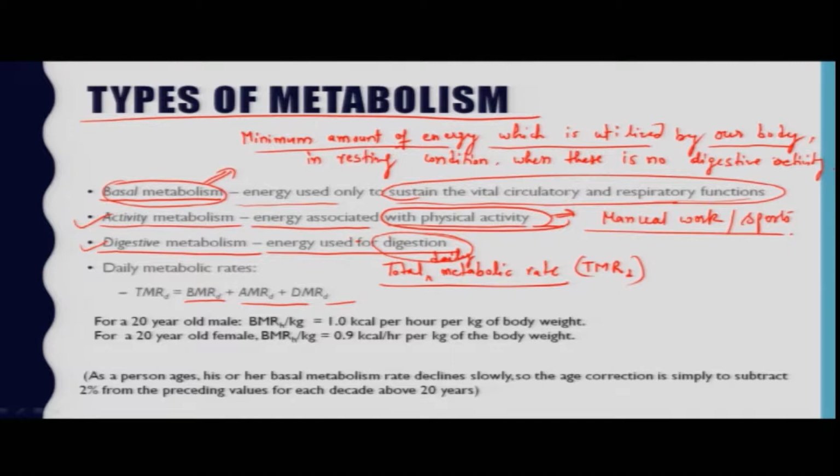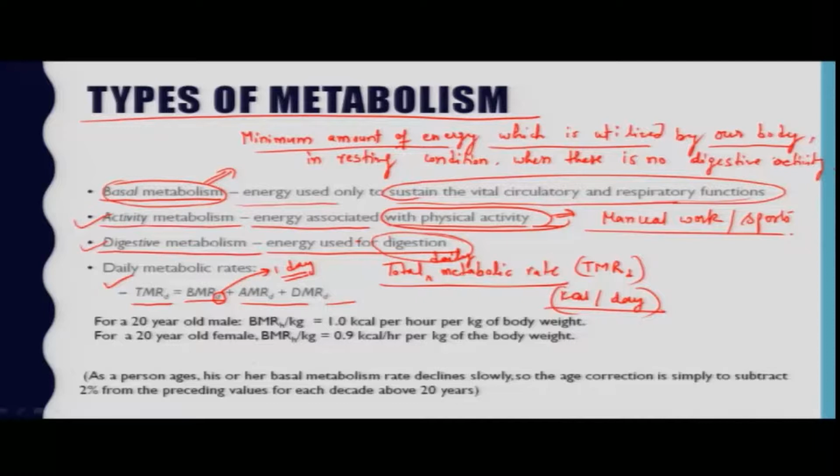This small d is put for one day's activity, so the TMRD as a combination of all the activities is BMRD plus AMRD plus DMRD. TMRD is the total daily metabolic rate, which is expressed in kilocalorie per day. BMRD is the daily basal metabolic rate, also expressed in kilocalorie per day. AMRD is the daily activity metabolic rate, and DMRD is the daily digestive metabolic rate, also expressed in kilocalorie per day.